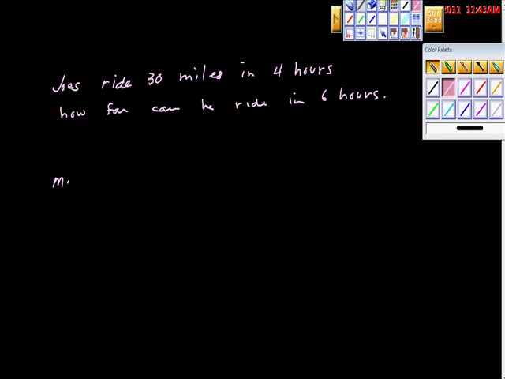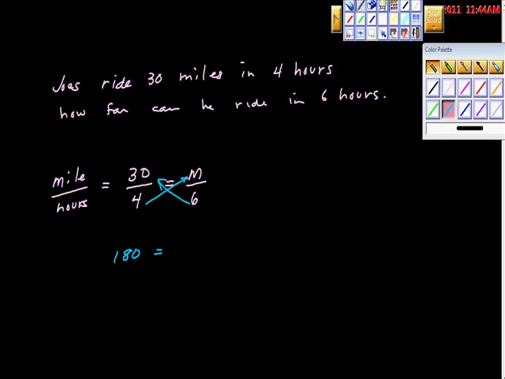We're going to make a proportion, miles over hours. So we have 30 miles in 4 hours, right? In 4 hours is equal to the number of miles he can ride in 6 hours. So, means extremes theorem, what are you going to do here? Excellent. You're going to cross multiply, right? Multiply here and then here. And we know that 6 times 30 is 180. Is that right? Sure it is. 180 equals 4 times m, of course, is 4m.